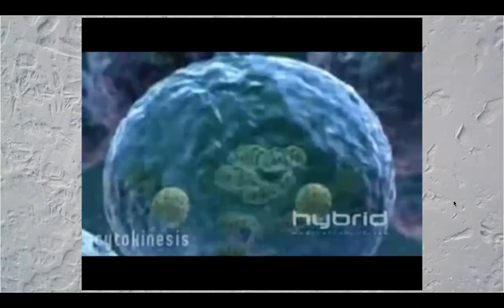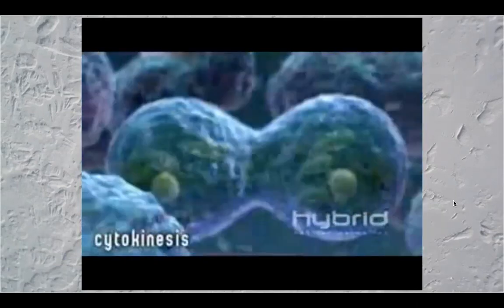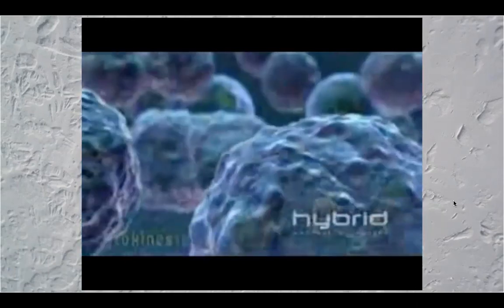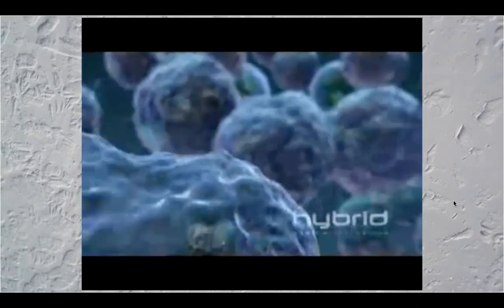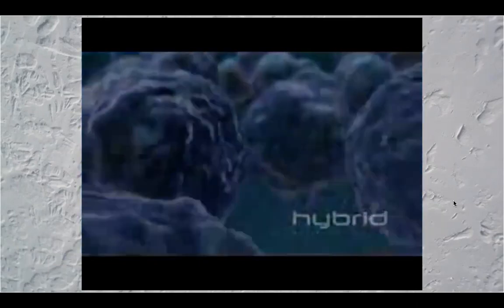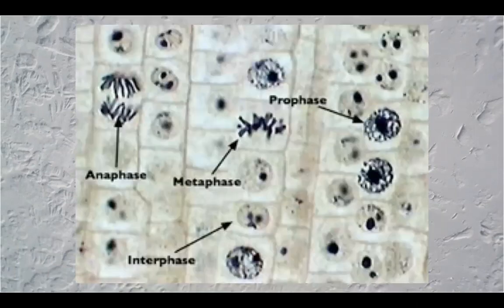Here comes cytokinesis. In an animal cell, the cell membrane starts to pinch off in the middle until finally you have two new cells. It's going to be a little bit different for plant cells because plant cells have a cell wall which is inflexible. So you can't pinch in on the cell wall, but you can for animal cells.